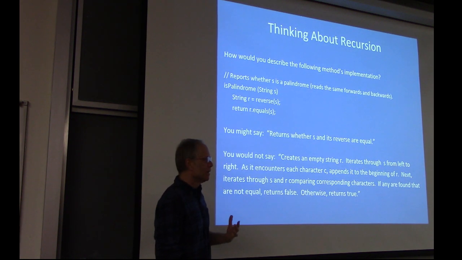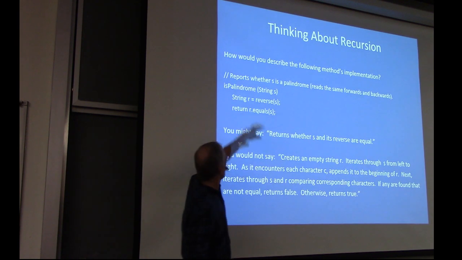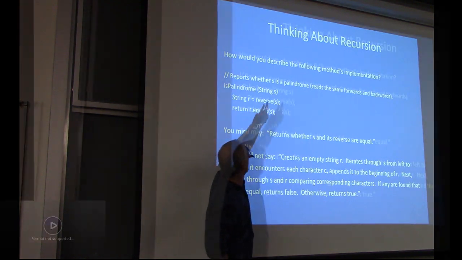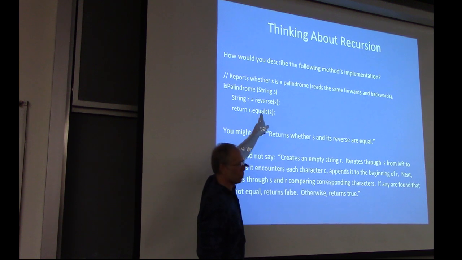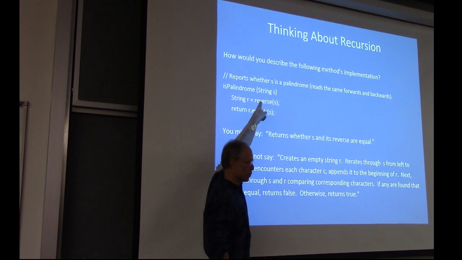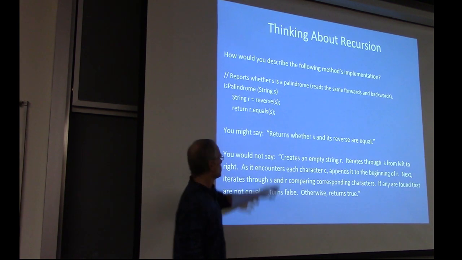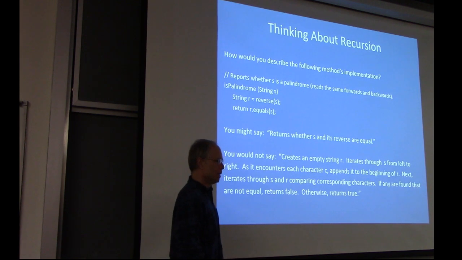My point is, you've got to use abstraction when you talk about programs. If you're going to describe what this code does, you describe what the code does. You don't describe what reverse does. You just assume reverse does what it says it does, and you assume that equals works. So you say it reverses the string and then compares the string and its reverse for equality. You don't start describing what happens inside these methods, because where would it end?